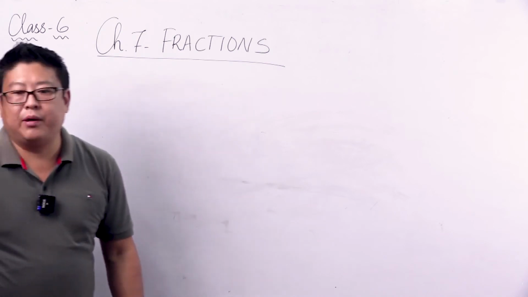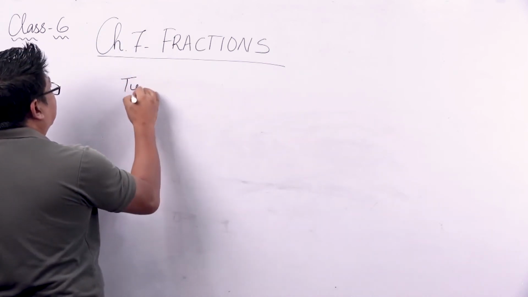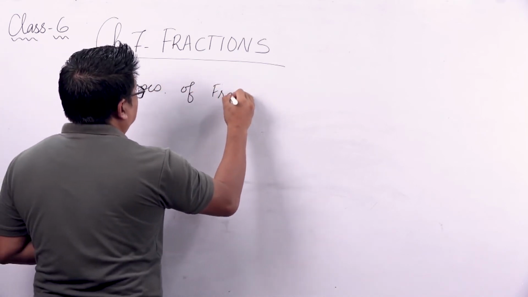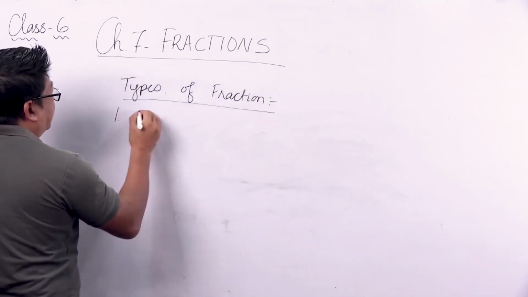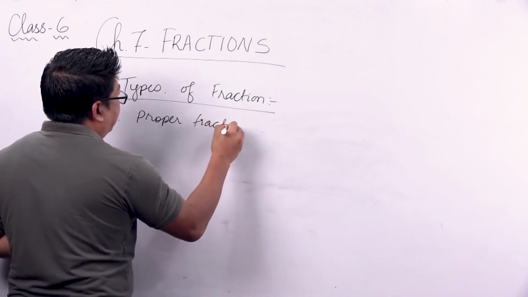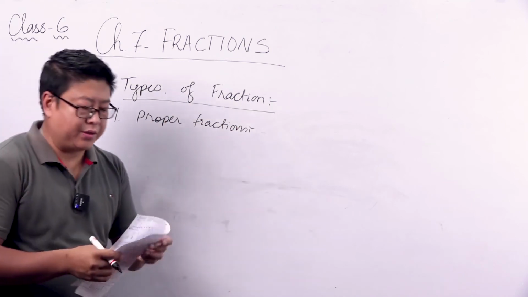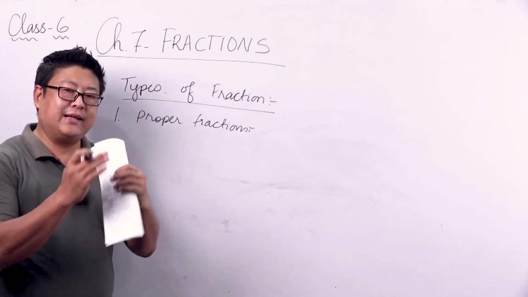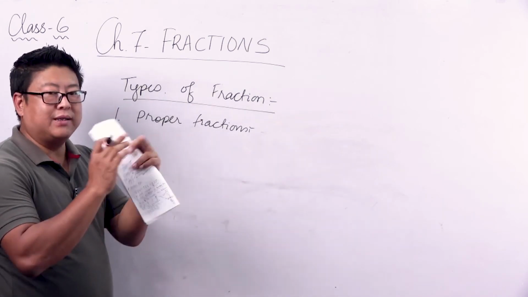Now we will be learning about the types of fractions. We have already learned about this in class 5. Let's do a quick recap. The first one is called proper fractions. Proper fractions are those fractions with numerator less than denominator. The fraction which has numerator less than denominator.